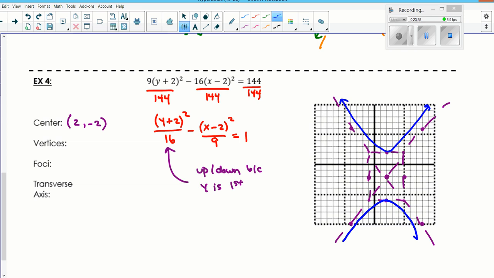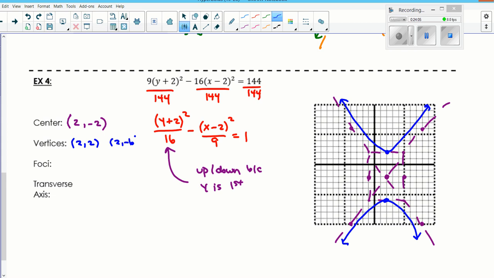Make sure you're drawing arrows. Make sure you're extending. Sometimes I see people who do this and just go like that. You need to extend on your entire graph. Use your whole graph, okay? Okay, so let's see. Our vertices, I can see are 2, 2 and 2, -6. Right? That would be this point and this point.